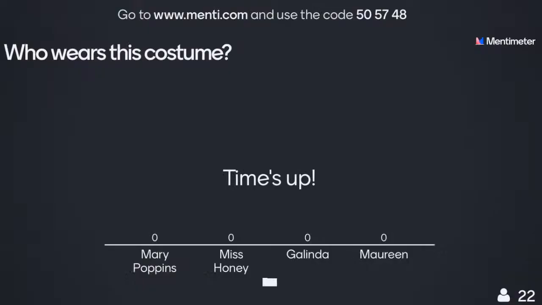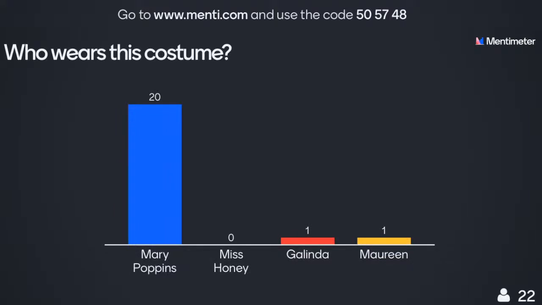A lot of people got this one right. Mary Poppins, 20 people for Mary Poppins. One person going for Nana Maureen, and one going for Galinda.